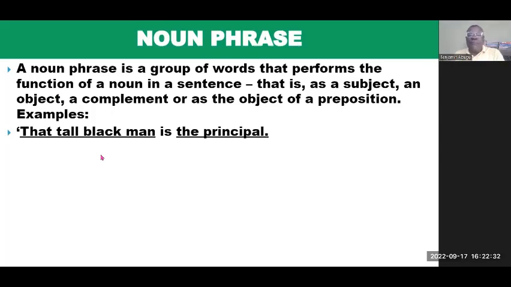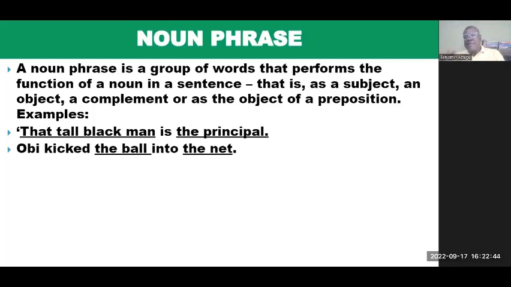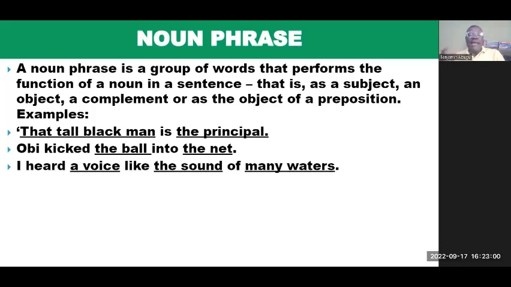Now let's look at the specific examples. The tall black man is the principal, okay? So here you see that the tall black man is a noun phrase. The principal is equally a noun phrase. These are examples. All the underlying groups of words are noun phrases. Obi kicked the ball into the net. The ball is a noun phrase. The net is a noun phrase. I heard a voice like the sound of many waters. The noun phrases there are three. Number 1, a voice. 2, the sound. 3, many waters.